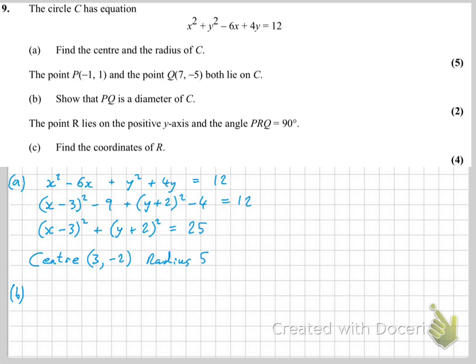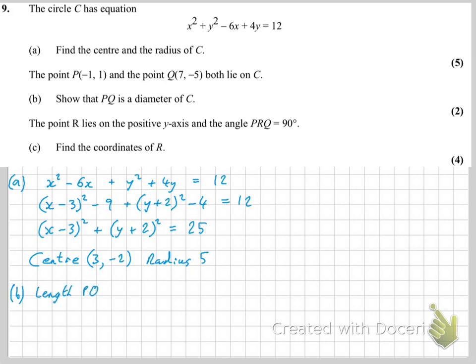Okay, part B. We're given 2 points. We're told they lie on C. We don't have to show that. We're asked to show that PQ is a diameter. Well, there's a few ways of actually doing that, but I think the most efficient way is just to show that if we can find the distance between those 2 points and show that it's 10 units, that's twice the radius, and therefore it must be a diameter.